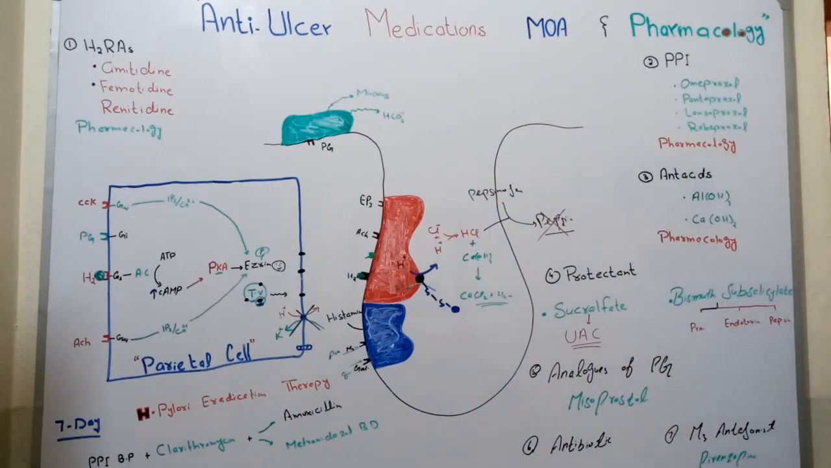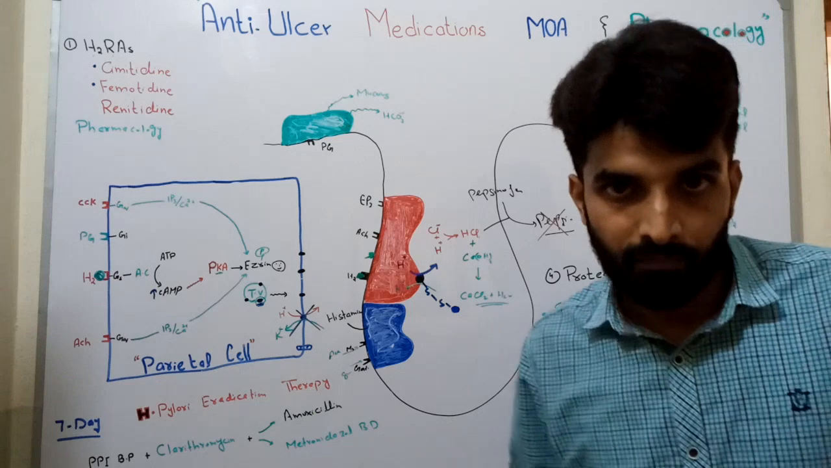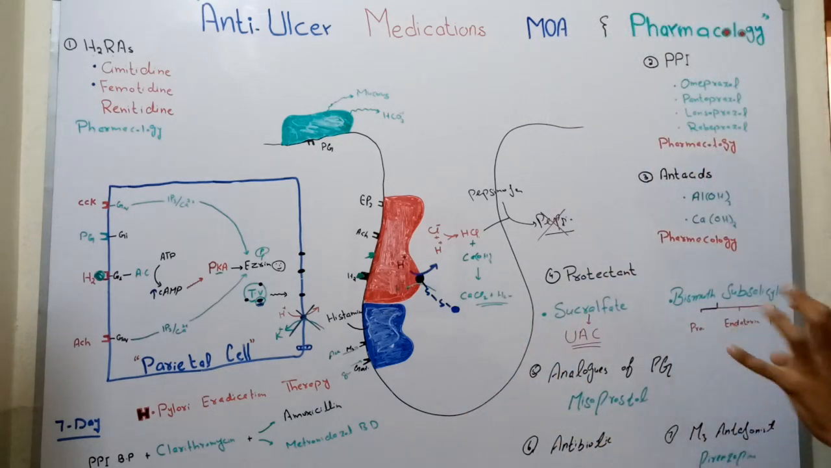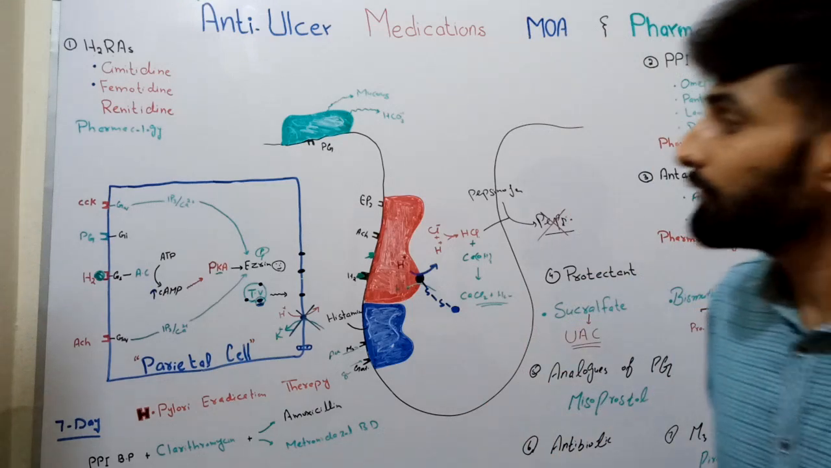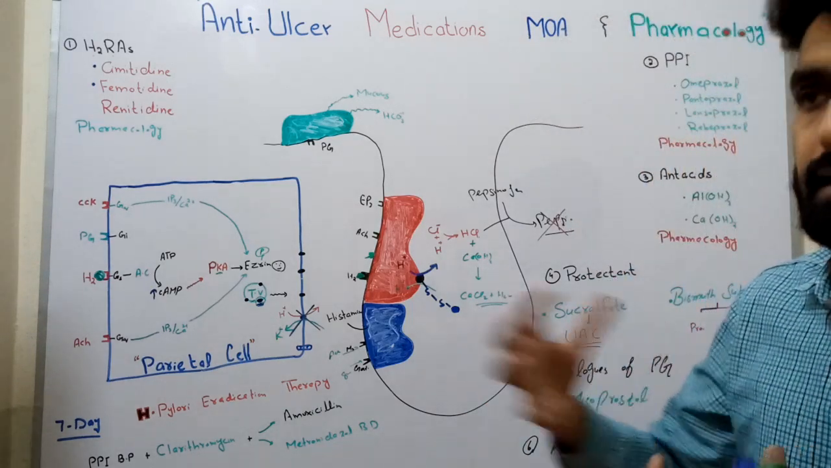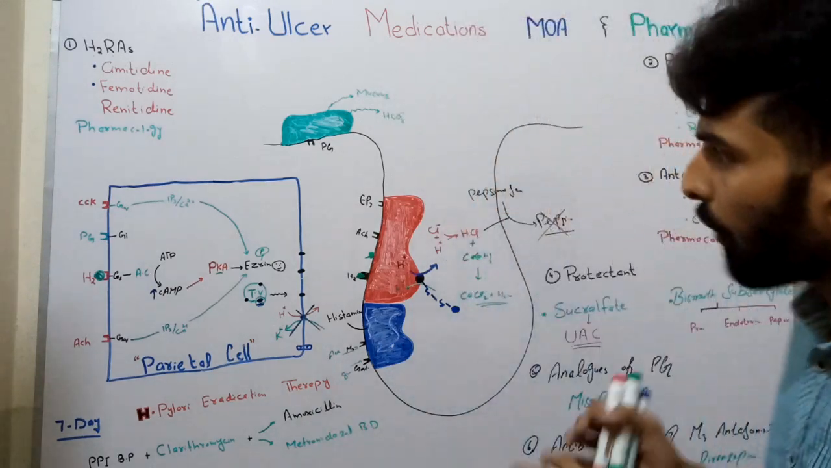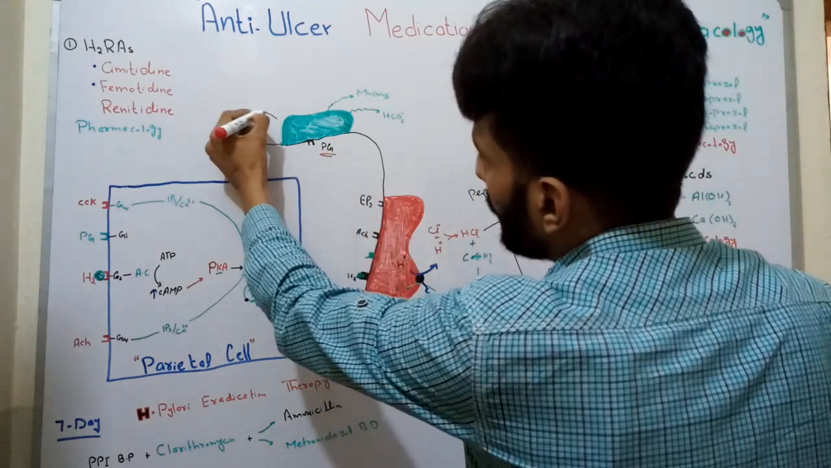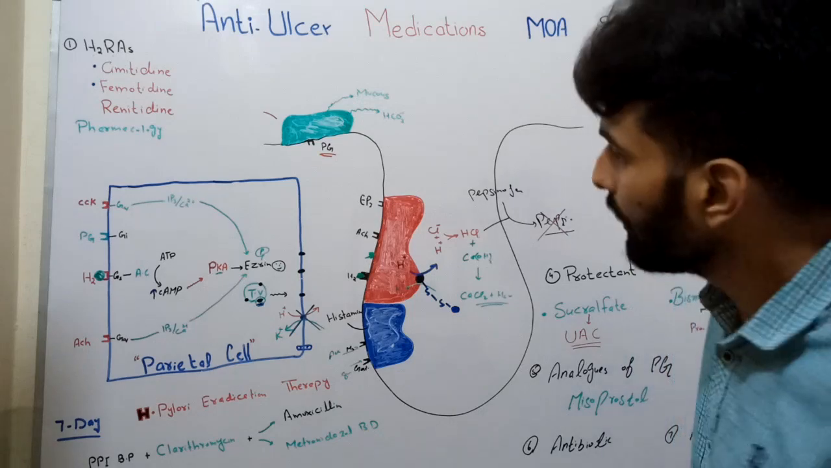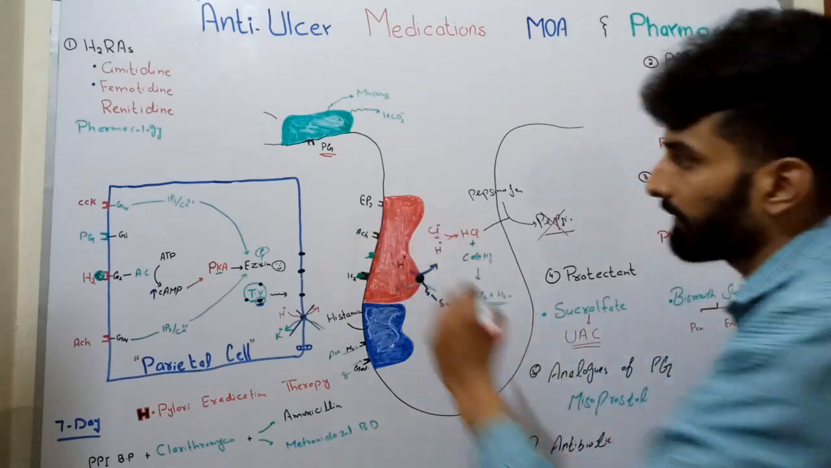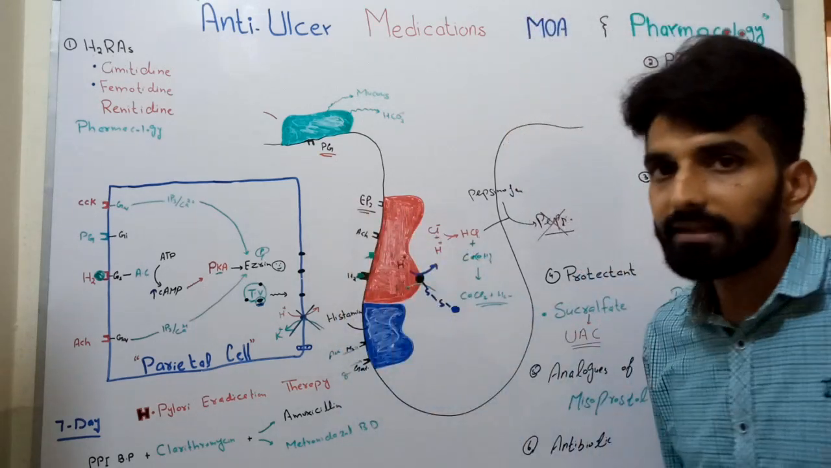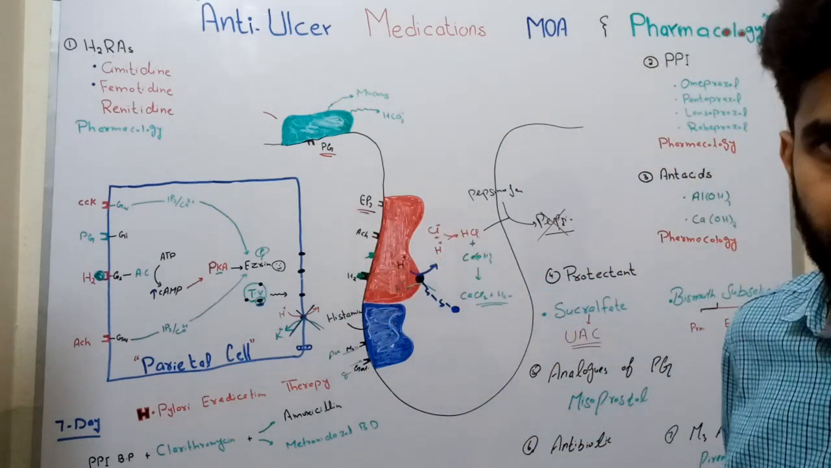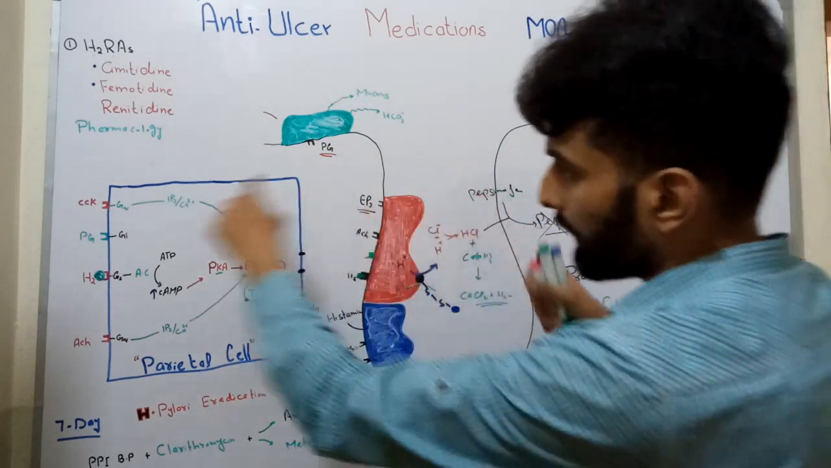Okay, the next class is analogues of prostaglandins. The analogues of prostaglandin include the example misoprostol. Misoprostol is basically a synthetic analog of prostaglandin. So obviously it will act on its receptor, prostaglandin receptor, that is present on the mucous cells or alveolar cell, or it will also act on its receptor present on the parietal cell, EP3 receptors. When it acts on its receptor, okay, so here is a bigger picture of parietal cell.